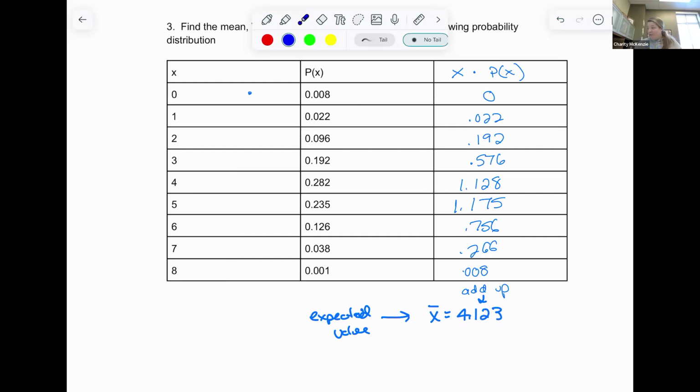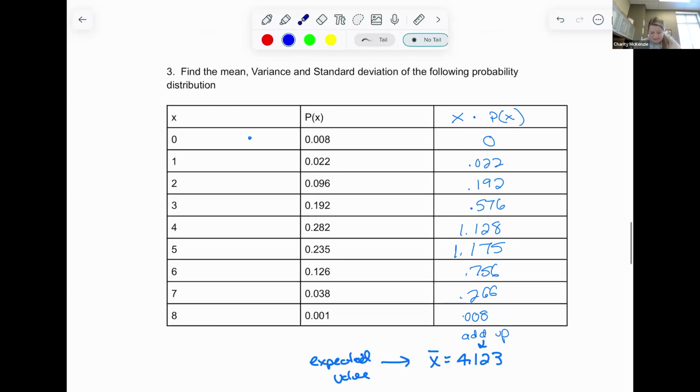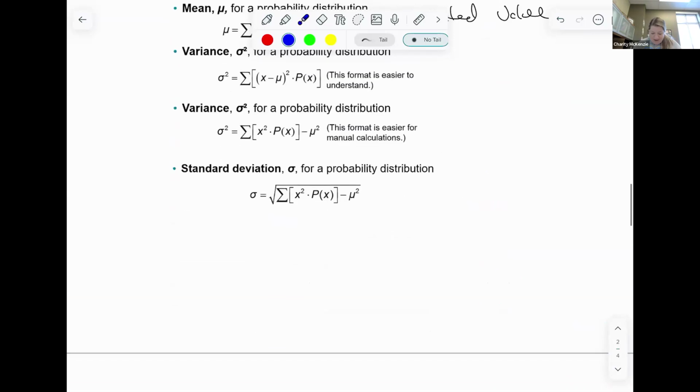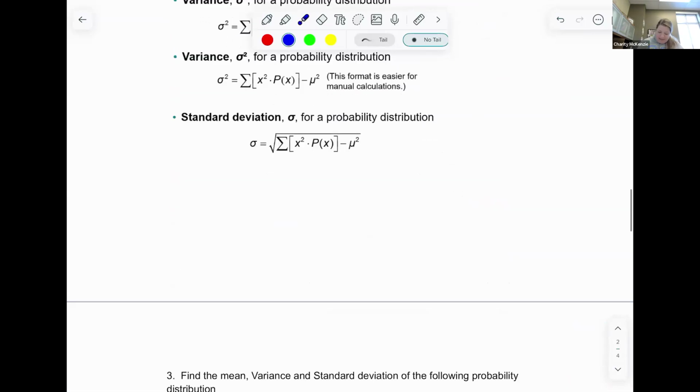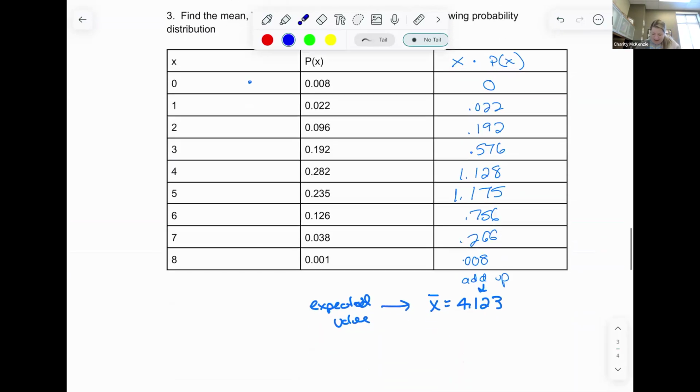Okay, so how do I do the variance? If we go back up, it's the standard deviation squared. So we need to find the standard deviation. It says square the x's and multiply them by the probability, and then subtract this off here. I think I will open that in StatCrunch and show you that. Give me just a sec. I'm going to open that up.